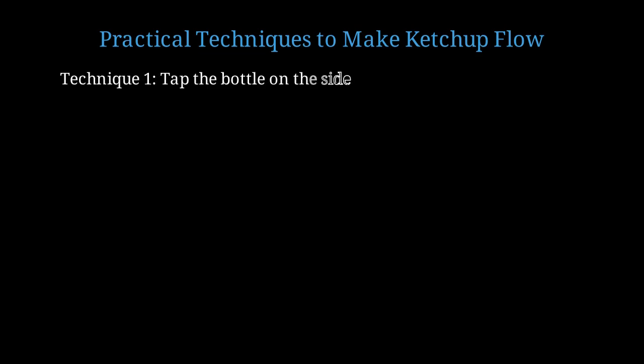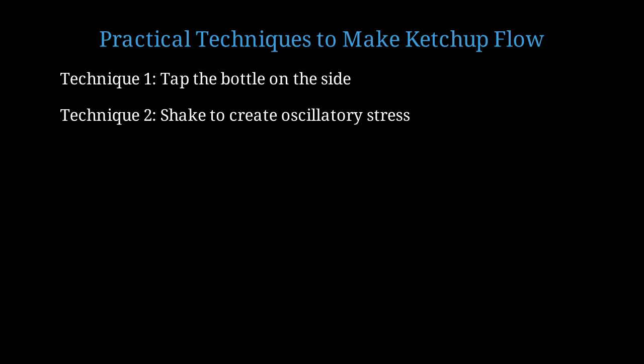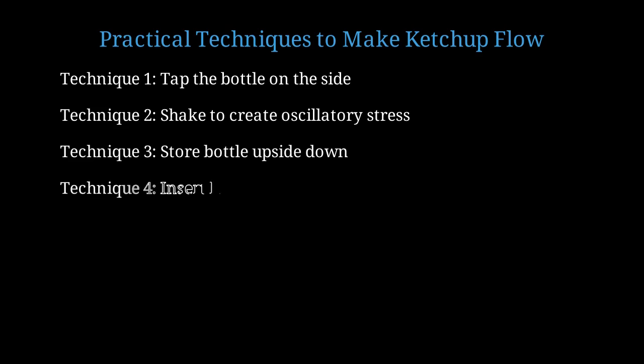Tapping the bottle introduces transient high stresses that locally exceed the yield stress, creating weak points in the structure where flow can initiate. Shaking creates oscillating stresses that can temporarily break down the network structure, reducing the effective yield stress. Storing upside down allows gravity to continuously apply stress, gradually weakening the structure near the opening over time. Inserting a knife breaks the gel structure mechanically, creating a low-resistance channel through which ketchup can flow more easily.